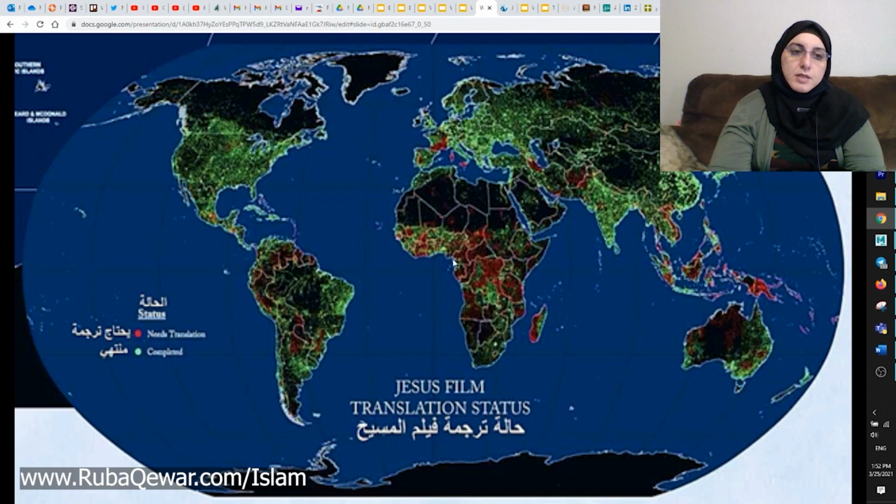Red means the movie still has to be translated, and that's why they need more missionaries to study the languages of the tribes in Africa and in some of the coastal areas over here, where they can study the language and translate the Jesus film into their language.